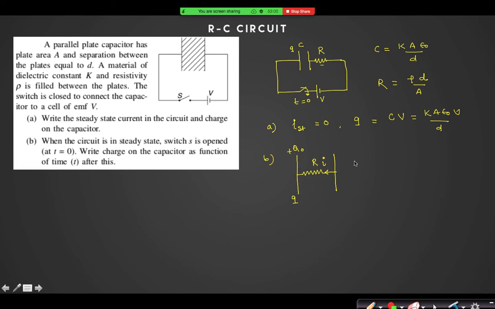So can I say that current, which is dq by dt, is equal to Q divided by C divided by R? Yes, sir. Can I write this expression? So from there it is very easy to calculate Q as a function of time, right? dq by Q is equal to dt by RC. Yes or no? And what was at t equal to 0? The charge was Q naught, and finally the charge is Q.